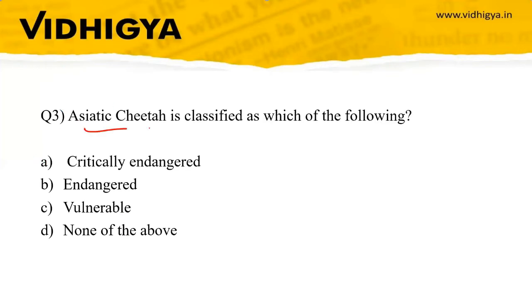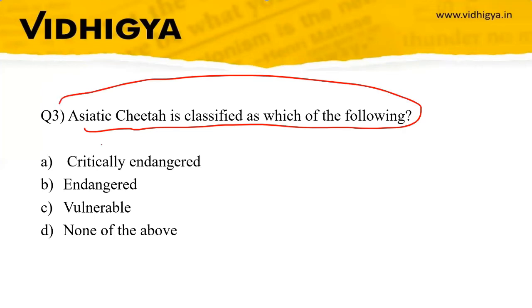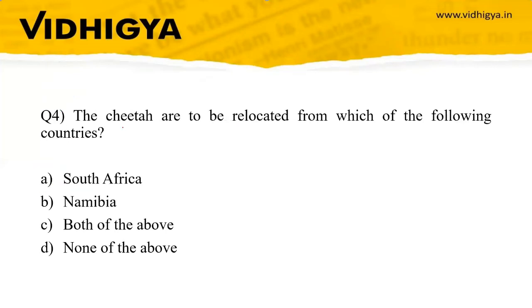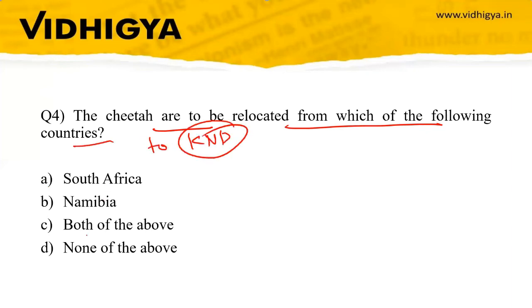Question number 3: Asiatic cheetah is classified as which of the following? Critically endangered, vulnerable, none of the above. The correct option is critically endangered. Question number 4: The cheetahs are to be translocated from which of the following countries to Kuno National Park? Options are South Africa, Namibia, both of the above, none of the above. The correct option is both of the above.